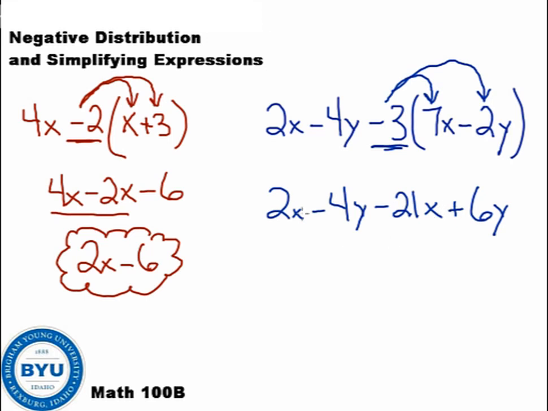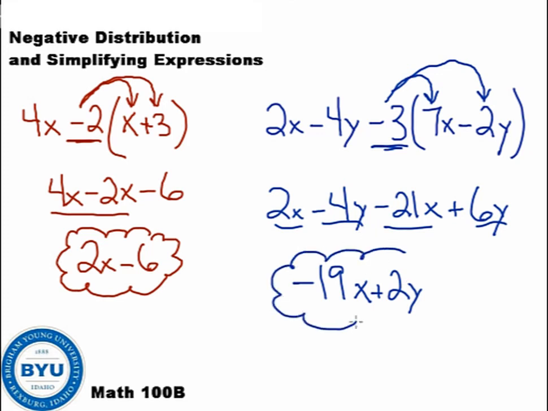We then can combine the like terms. 2x minus 21x is negative 19x, and negative 4y plus 6y is plus 2y. How'd you do? Hopefully you did well. Let's go ahead and try 2 more, a little harder.